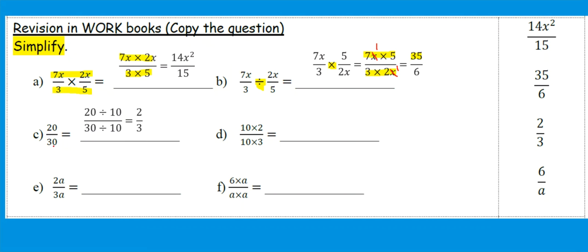For the next one, 20 over 30, we can divide 20 and 30 by 10. So divide by 10, divide by 10. So we divide by the same number on the top and the bottom. 20 divided by 10 is 2. 30 divided by 10 is 3, so we get 2/3.